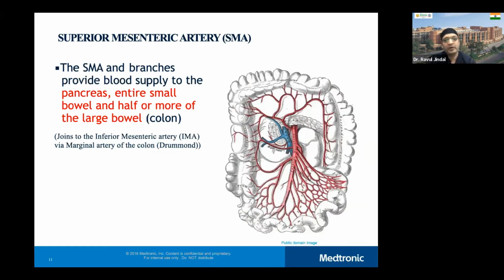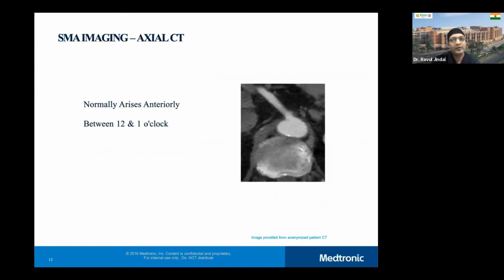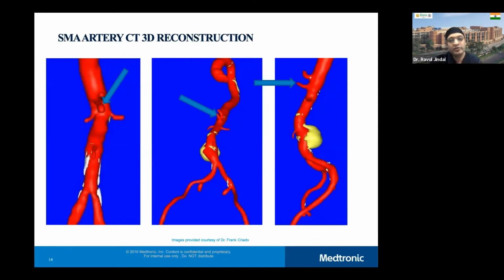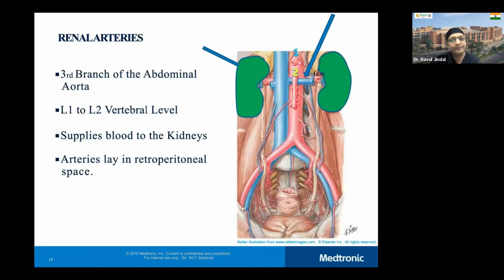Now, the superior mesenteric artery also joins the inferior mesenteric artery by a branch called the marginal artery of the colon, what we call the Drummond artery. On CT imaging, the SMA normally arises anteriorly between 12 and 1 o'clock, as you can see on the CT scan. On the lateral view you can see a very beautiful SMA, second number, marked as yellow. And on the 3D reconstruction, you should see that branch where the blue mark is.